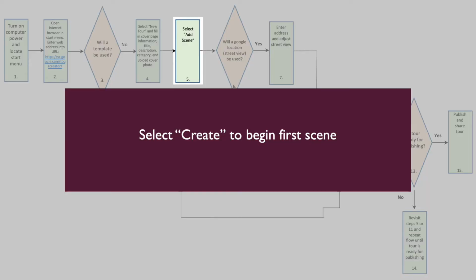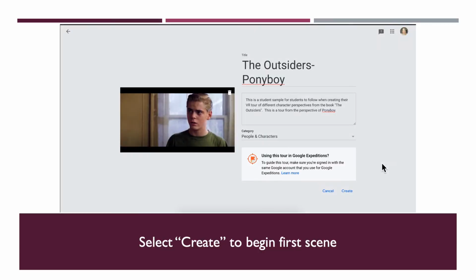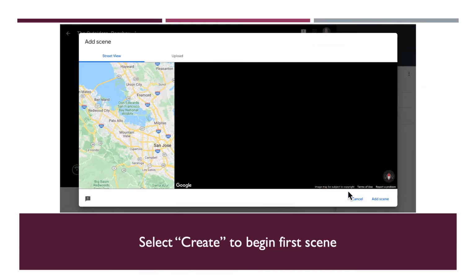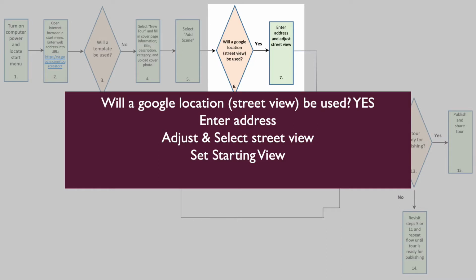Select Create to begin the first scene. For the cover page, hit Create. This will bring up your first scene. For the cover page, will a Google location or street view be used? Yes. Enter address, adjust and select street view, set starting view.